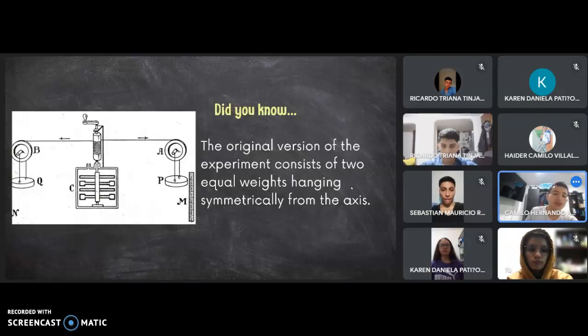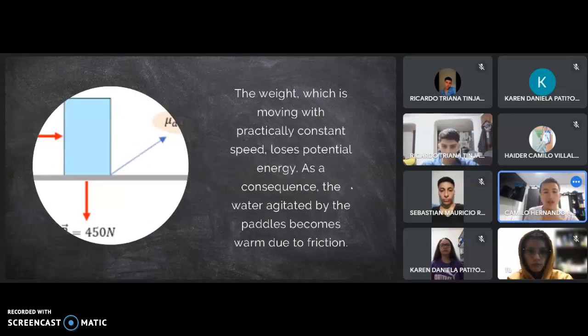The original version of the experiment consists of two equivalent vanes hanging symmetrically from the axis. Next, please. The weight, which is moving at practically constant speed, loses potential energy as it descends, and the water heated by the vanes becomes warm due to friction. Next, please.